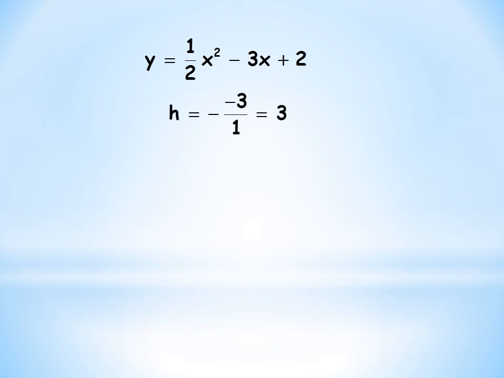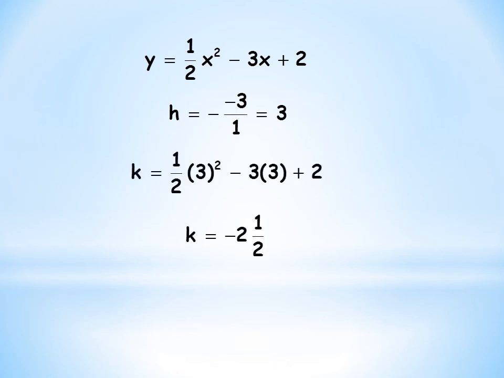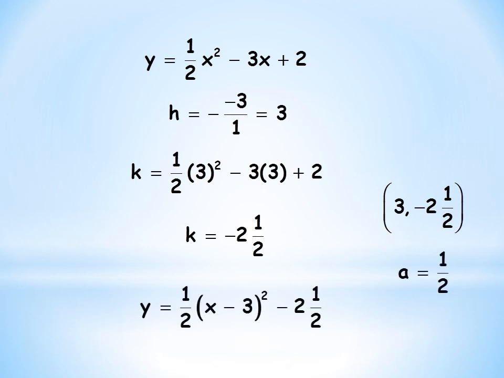All right, h value minus b over 2a. b is negative 3. 2 times 1/2 is just 1. A negative times a negative is a positive, so now we know the h value is 3. Take this 3 and plug it in for every x in your equation and simplify down, and you get k is negative 2.5. Now, just because it's a fraction, that's okay. We'll just have to estimate it when we graph it. So now we know our vertex is 3 and negative 2.5. Our a value is 1/2. So this is what the equation looks like in vertex form.